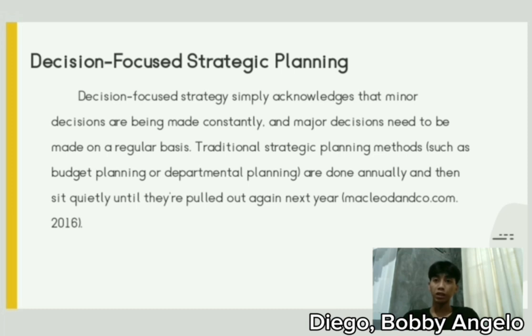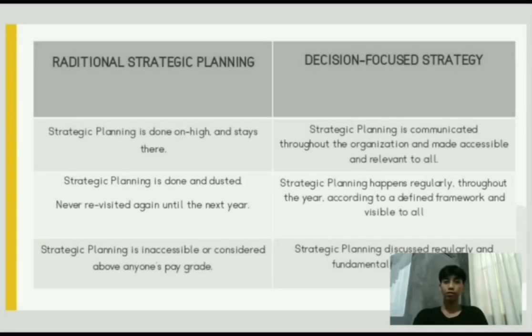on a regular basis. Traditional strategic planning methods such as budget planning or departmental planning are done annually, then sit quietly until they're pulled out again next year. Traditional strategic planning. First, strategic planning is done on high and stays there. Second, strategic planning is done and dusted, never revisited again until the next year. Third, strategic planning is inaccessible or considered above anyone's pay grade.